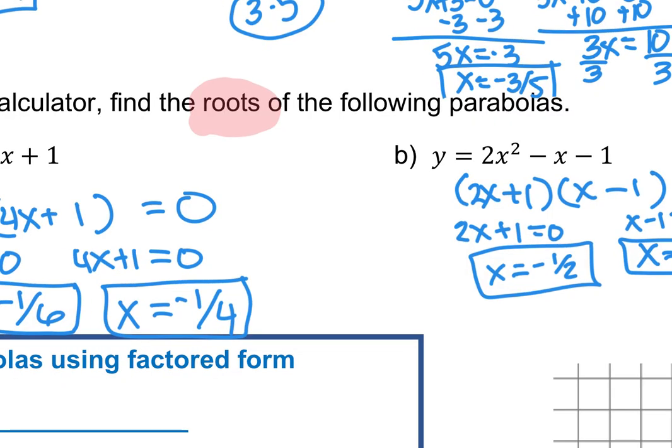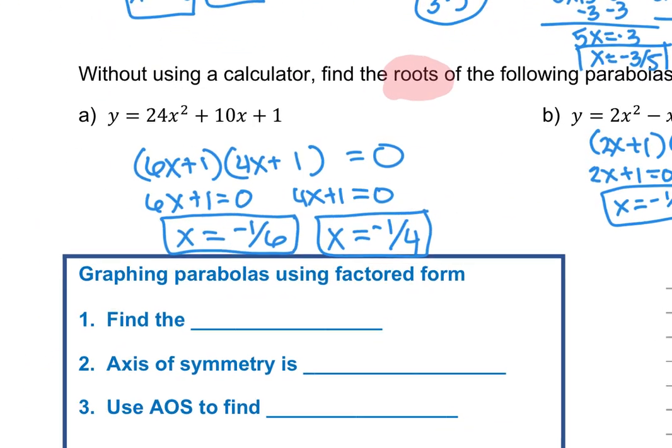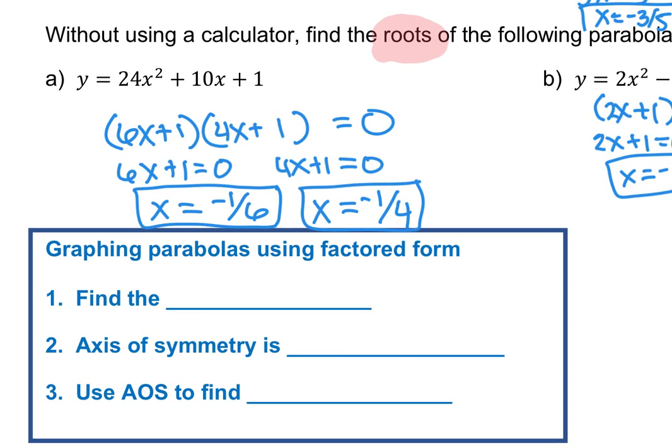Let's go ahead and put down some information here. Graphing parabolas using factored form. First, you find the roots. Number 2, axis of symmetry is in the middle.